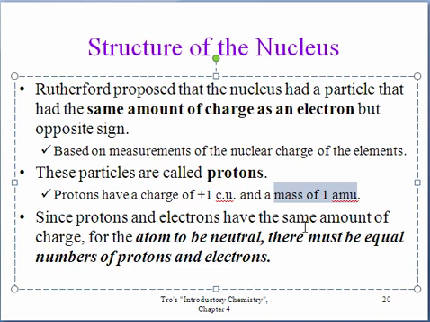Since protons and electrons have the same charge, for the atom to be neutral, there must be an equal number of protons and electrons. And that is something that is still true to this day.